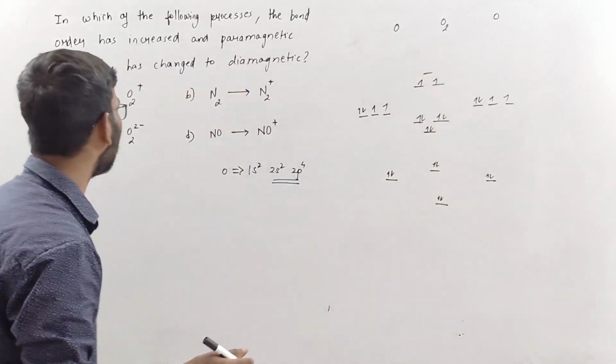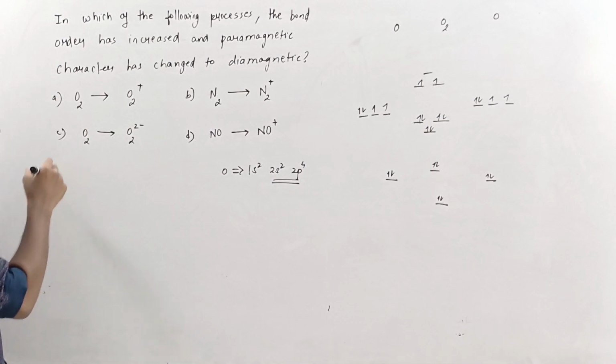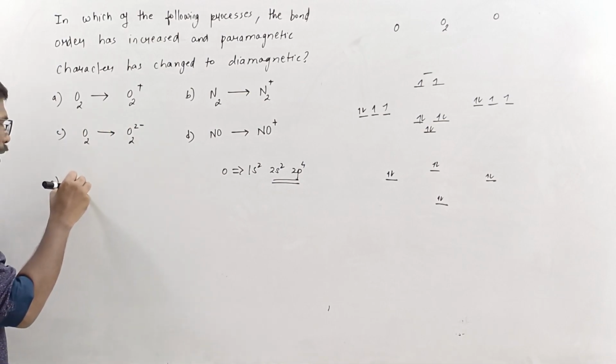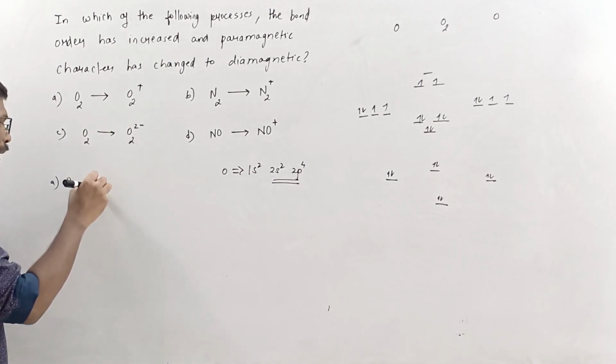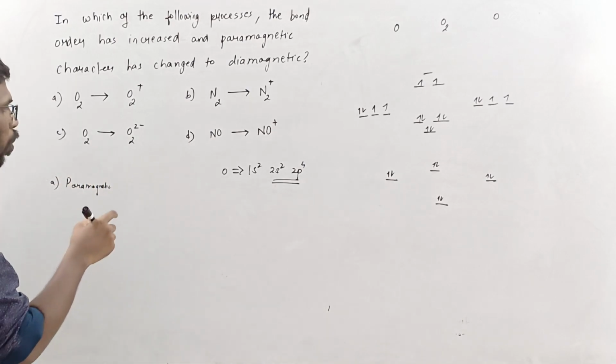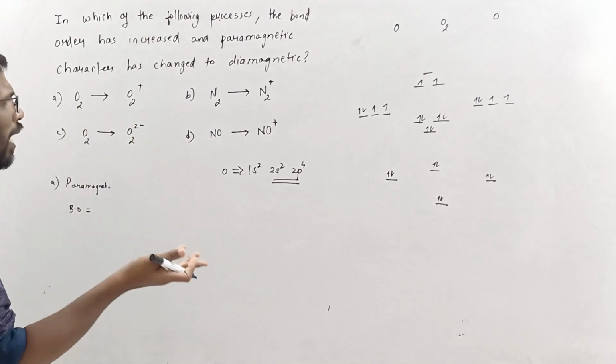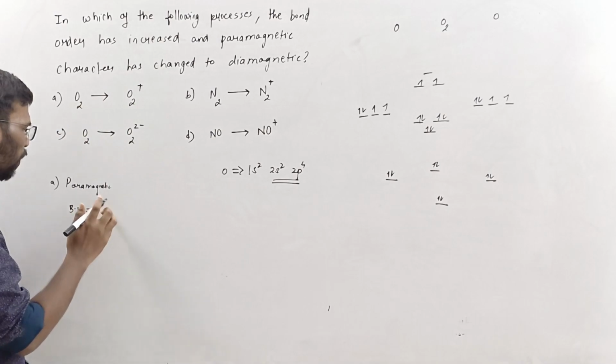So what we see is that oxygen is paramagnetic. I write the report of the first one. It is paramagnetic. Okay. And what is the bond order? Bond order for oxygen over here, we don't have to calculate. Even if we calculate, we'll get it to be equal to 2.